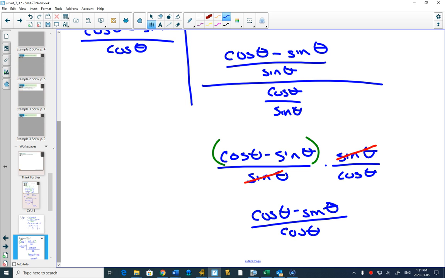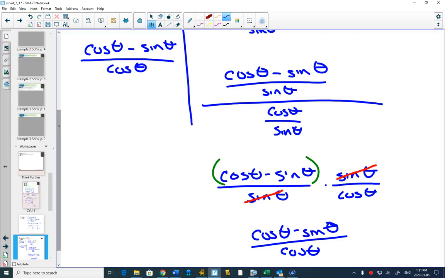I changed things to sine and cos. I got a single fraction. I now look where are things at. What's my left side? Oh, I'm done. Therefore, left side equals right side. QED.